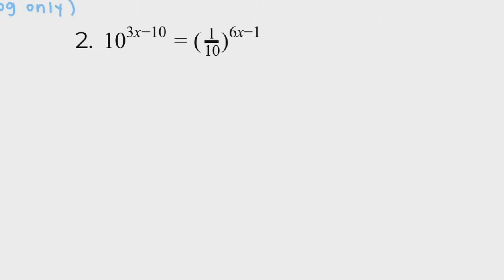Okay, number 2, we have 10 to the 3x minus 10 equals 1 over 10 to the 6x minus 1. So we want them to be the same base. I'll choose 10 as my common base for both. So I don't have to change the left. And 1 over 10 is 10 to the negative 1 power. So again, I'm going to distribute the exponent on the right, so that'll be 10 to the negative 6x plus 1.